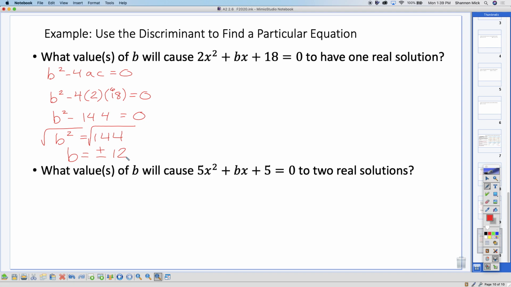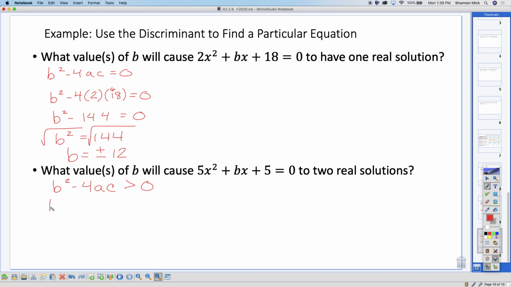Okay? Now this one says what values of b will cause 5x squared plus bx plus 5 to equal 0 to have two real solutions. So two real solutions means the discriminant is what? Positive. So greater than 0? Yeah. Okay, so we're going to have b squared minus 4ac is greater than 0. We need to know when that happens.